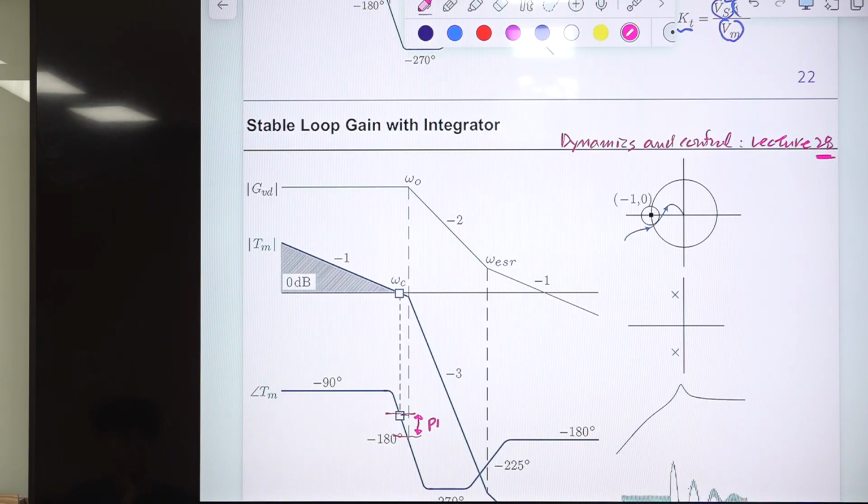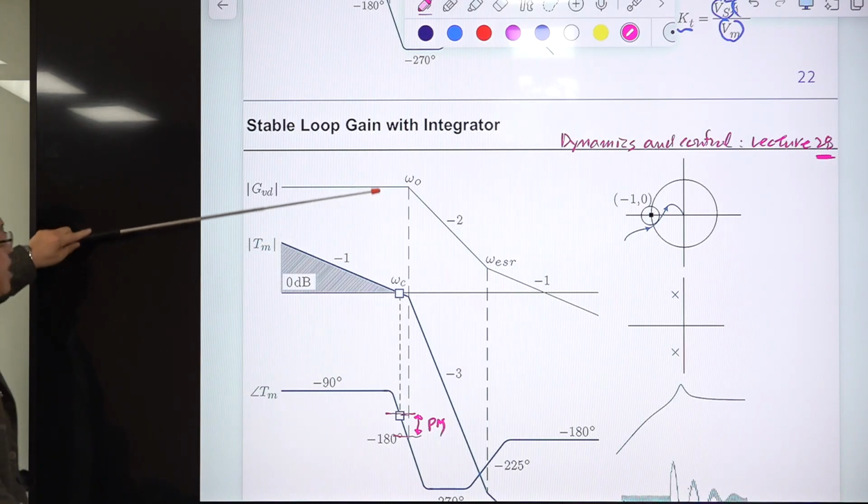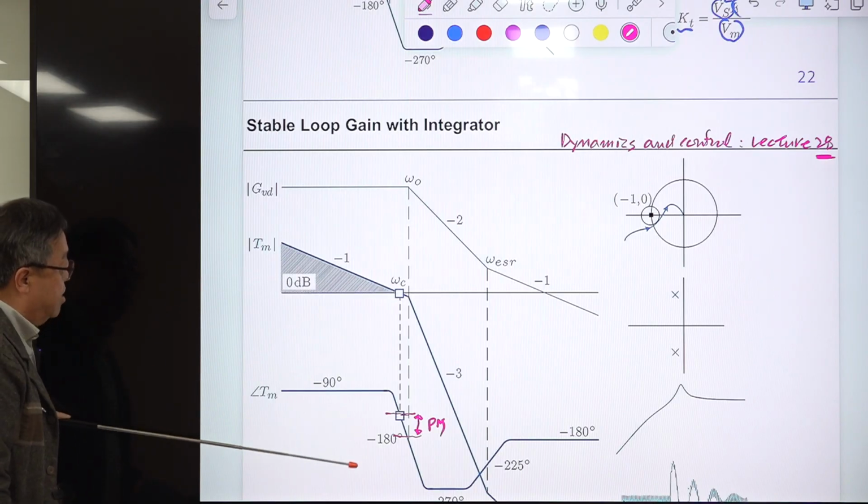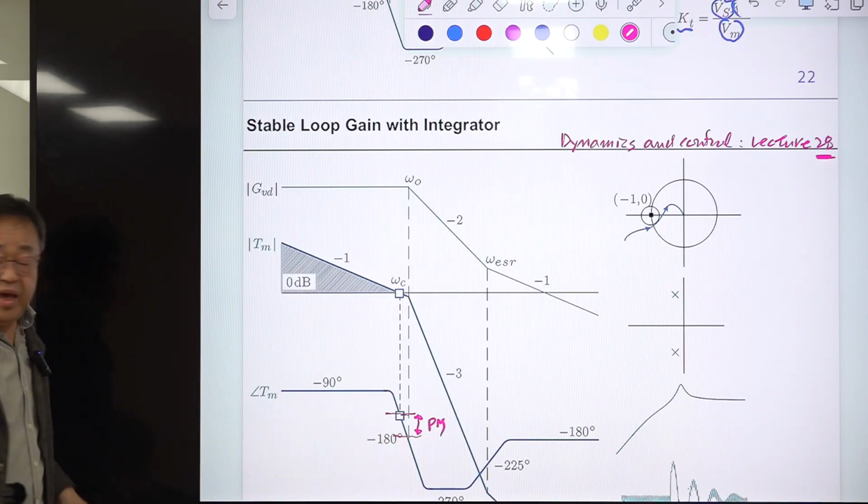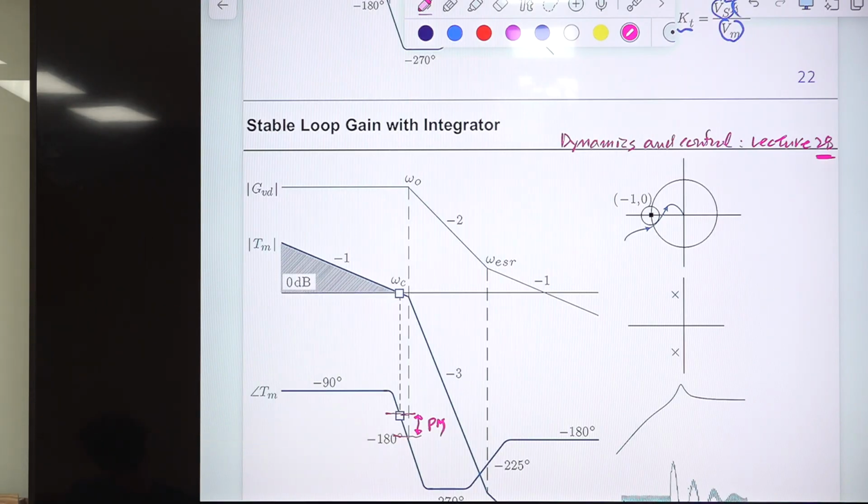This one is phase margin. Okay, so the difference between the angle of the loop gain and minus 180 degree is defined as the phase margin. So this is the phase margin definition. And this is the gain margin definition. Okay. So phase margin and gain margin are very small. Okay. Very small. But still stable.